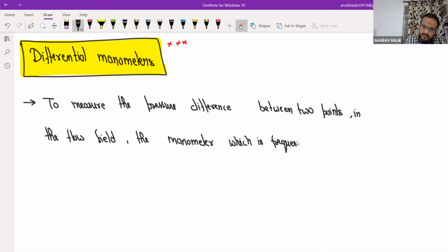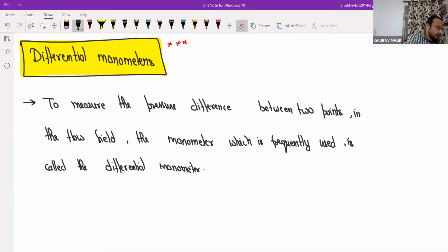The manometer which is frequently used is called the differential manometer.